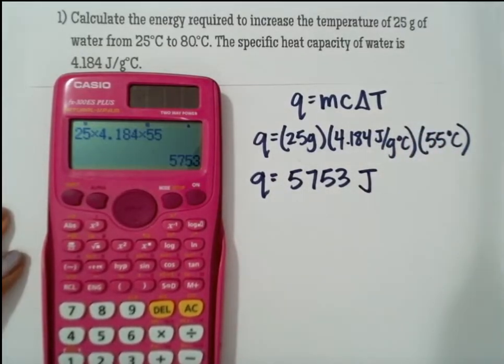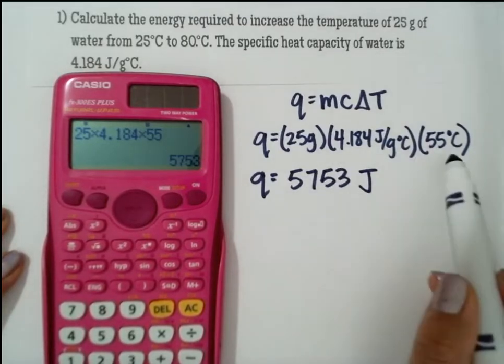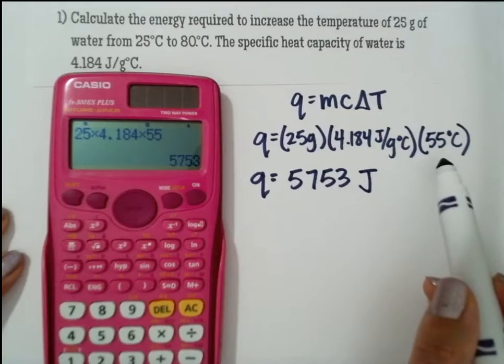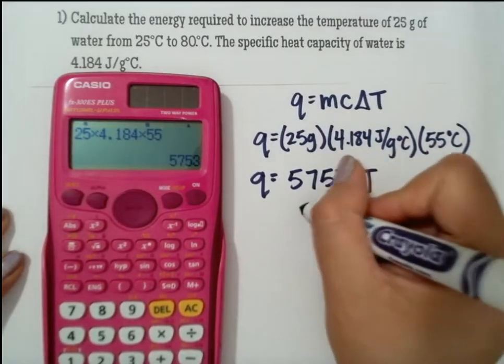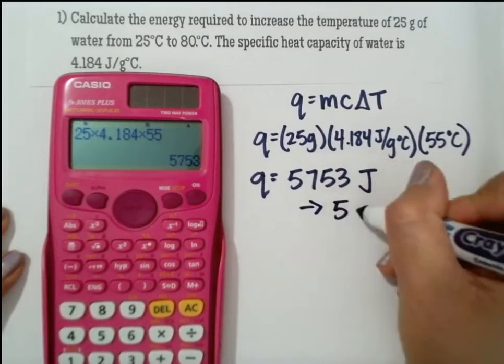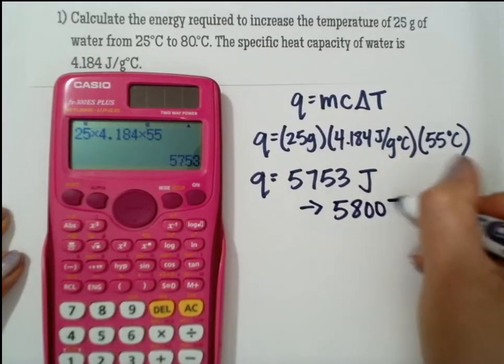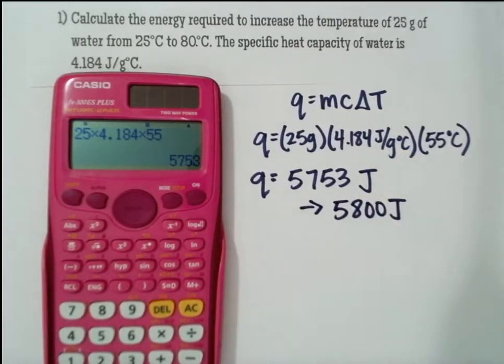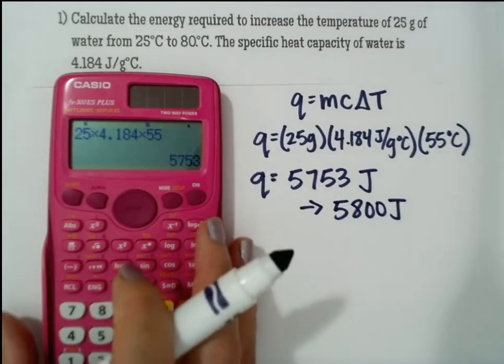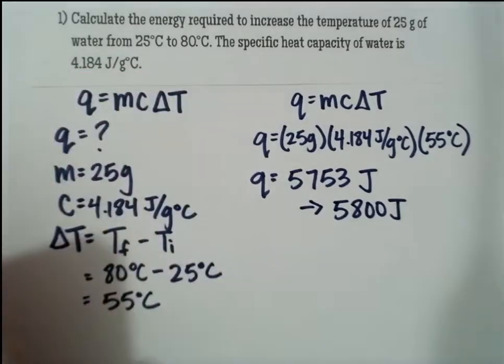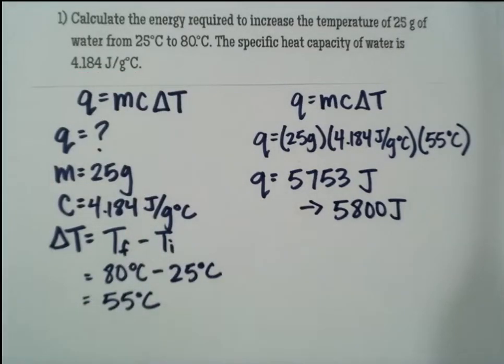Now, if we're trying to look at sig figs, remember when we're multiplying numbers, our answer has to have the least amount of sig figs. So in this case, it's 2. So I'm going to round this to 5,800 joules. Okay, just a reminder, when you're doing online homework, you don't have to use sig figs. Actually, don't use sig figs because if you do, it probably won't mark your answer correct.